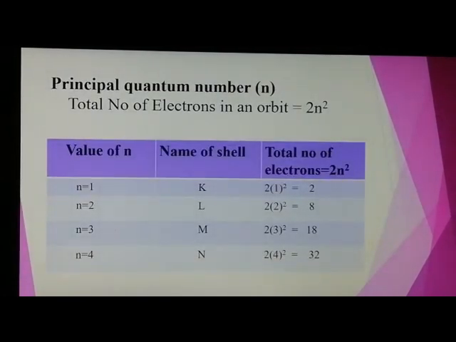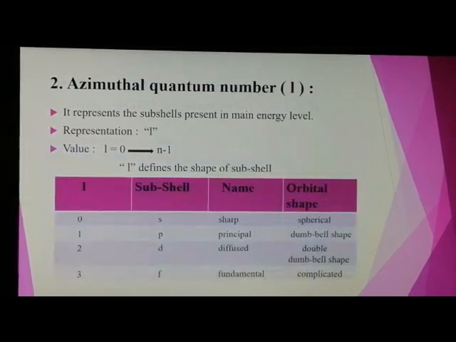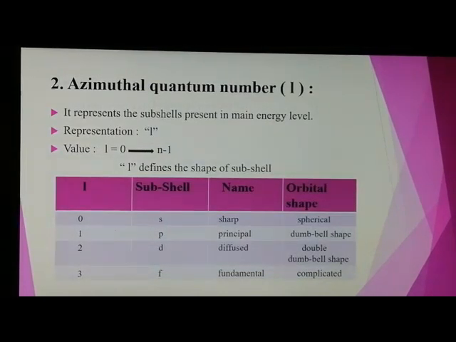To find the total number of electrons in an orbit, the formula is 2n². When the value of n equals 1, the name of the shell is K and the number of electrons is 2. When the value of n is 2, the name of the shell is L and the total number of electrons present in L shell is 8. The total number of electrons present in M shell is 18 and the total number of electrons present in N shell is 32. The next quantum number is the azimuthal quantum number.